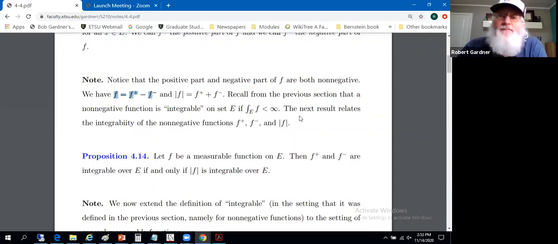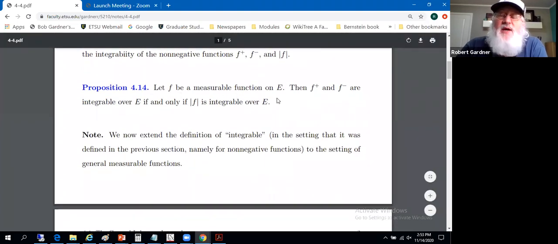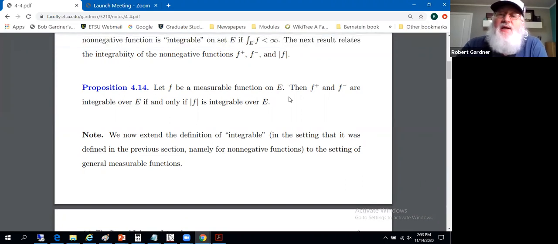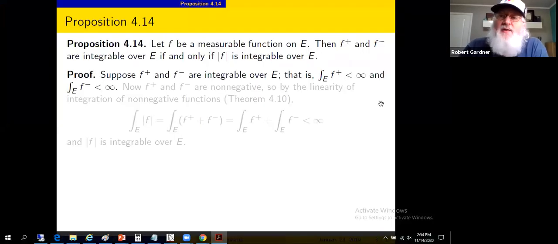So we're avoiding that. The next result relates the integrability of the non-negative functions, positive part of f, negative part of f, and the absolute value of f, and says, for a measurable function f on set E, the positive part of f and the negative part of f are integrable over E if and only if the absolute value of f is integrable over E. That is, the integrals are finite. For proof, to the supplements. Okay, let's prove that.